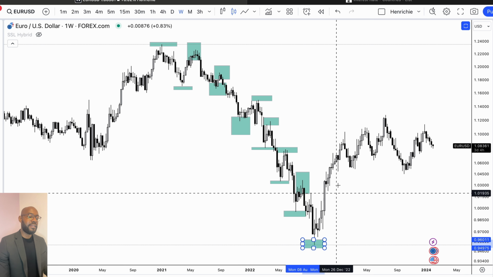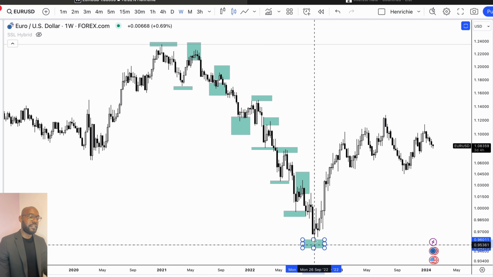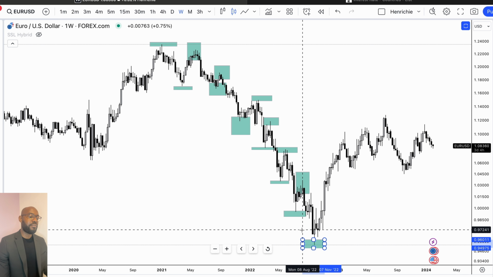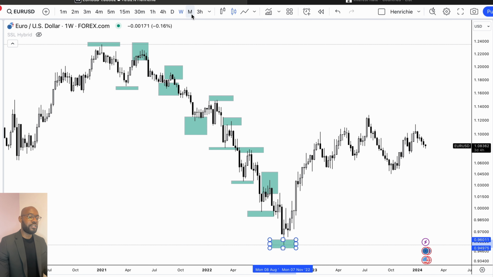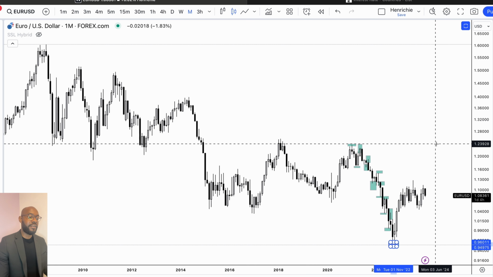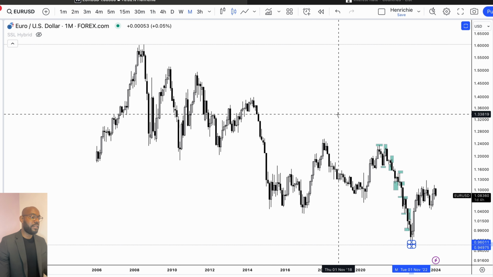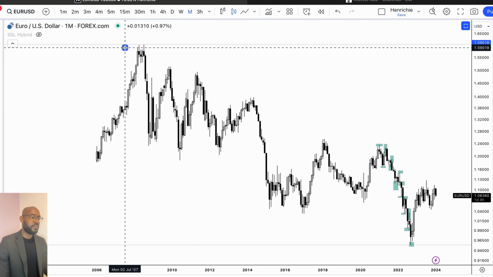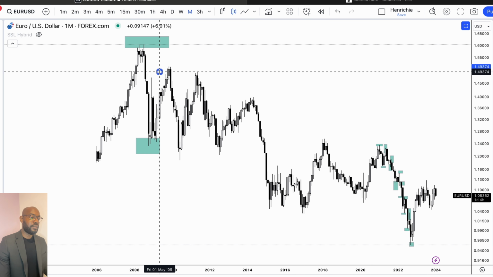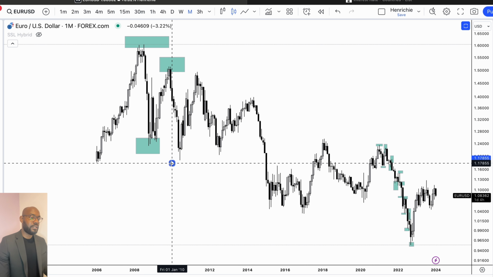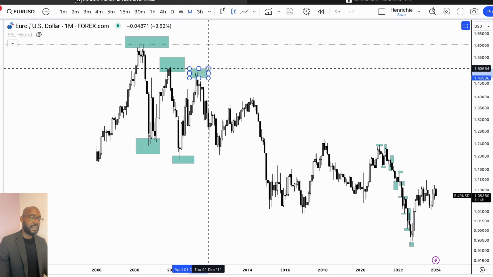So right here, you can see how, even though we've been trending to the downside, price expanded higher. Now, when we're expanding higher, you go to the monthly time frame, and you can see the very same thing I just did right now. You can see on the monthly time frame, high, lower low, lower high, lower low. We're trending to the downside.